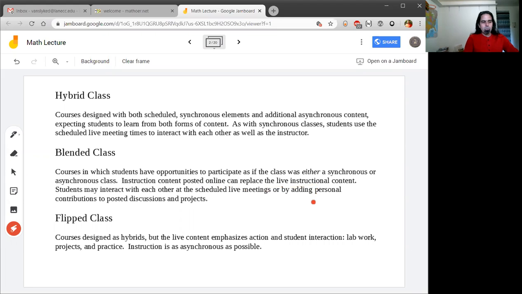And similarly with student interaction, you can interact with each other, right? We can ask questions, use study sessions, there's things that happen together live. And there's also some personal contributions to posted things that are asynchronous. You add your contribution to a discussion on a forum. You add your bit to some project that's archived online, and everyone adds a little bit.